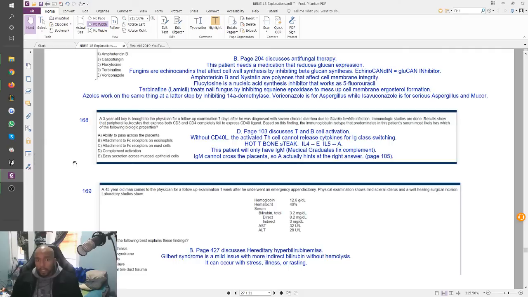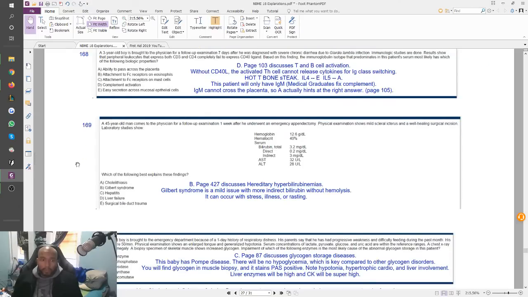Okay, so IgM cannot cross the placenta, so A actually hints at a right answer, right? And the right answer was related to the IgG, which this patient would have. This patient is going to have IgG. IgG is the one that's going to fix complement. Right, complement activation. So, interesting way to test someone on that topic, but not too bad at all.